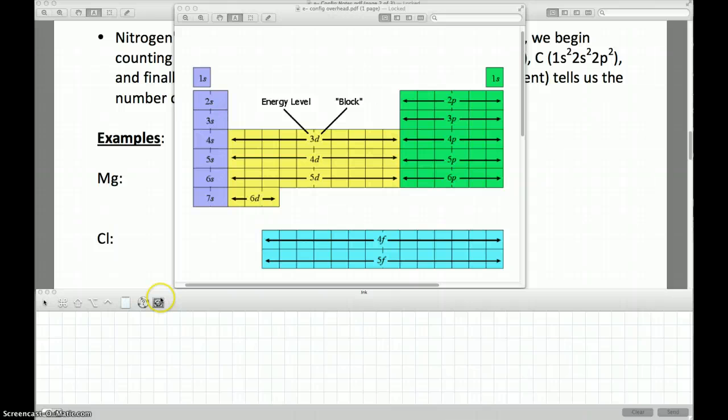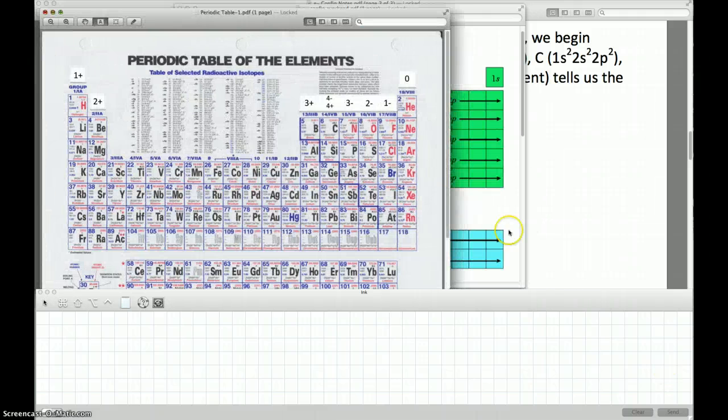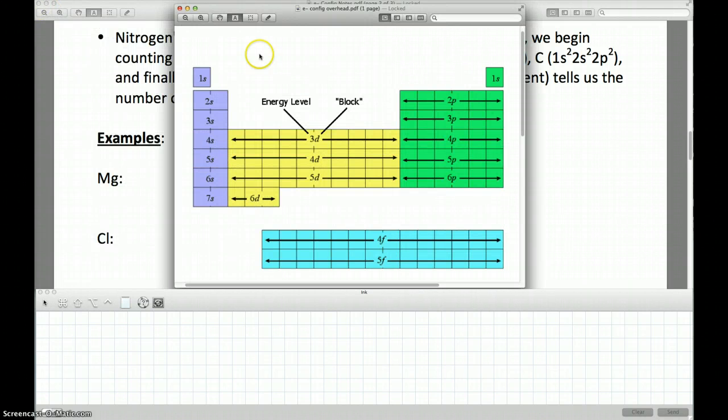I'm going to do one more here, and then you'll have a chance to try a couple. Let's do chlorine. Again, we find chlorine in the periodic table. It's over here on the right side. It's the third row down, second one in from the end. So, third row down, 1, 2, 3, second one in, right here. This is where chlorine is. So again, I'm going to start at the beginning of the periodic table and count up to this spot right here.